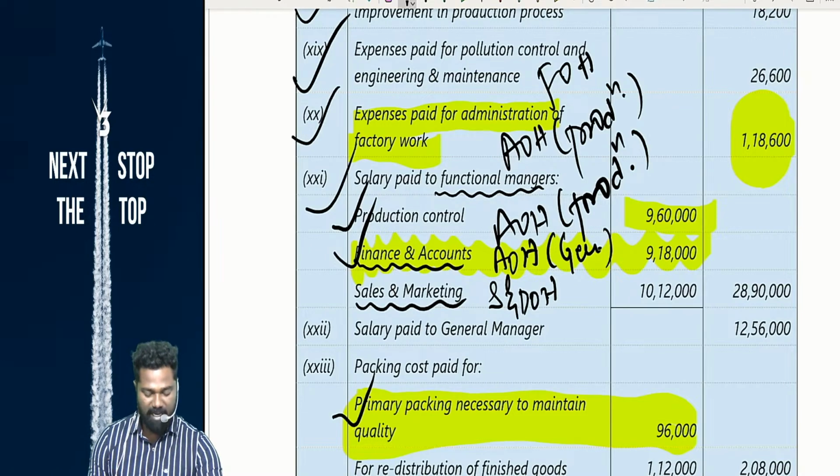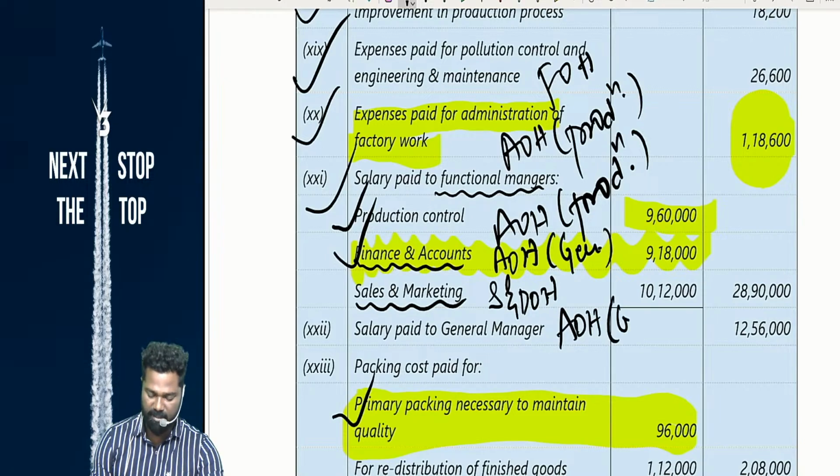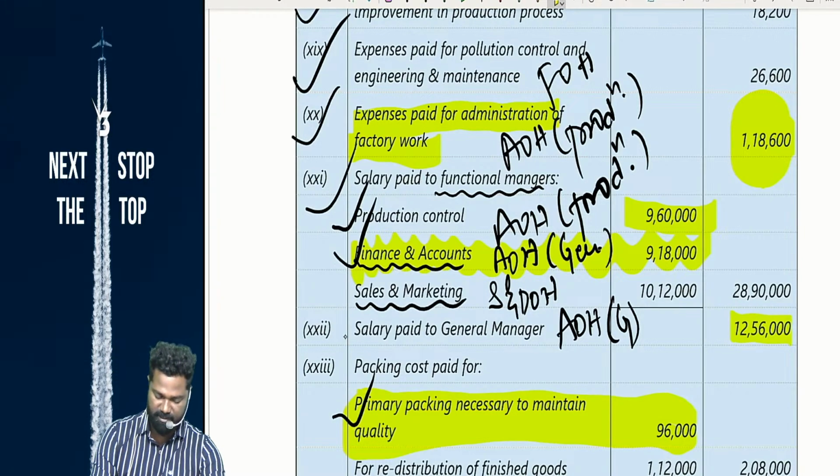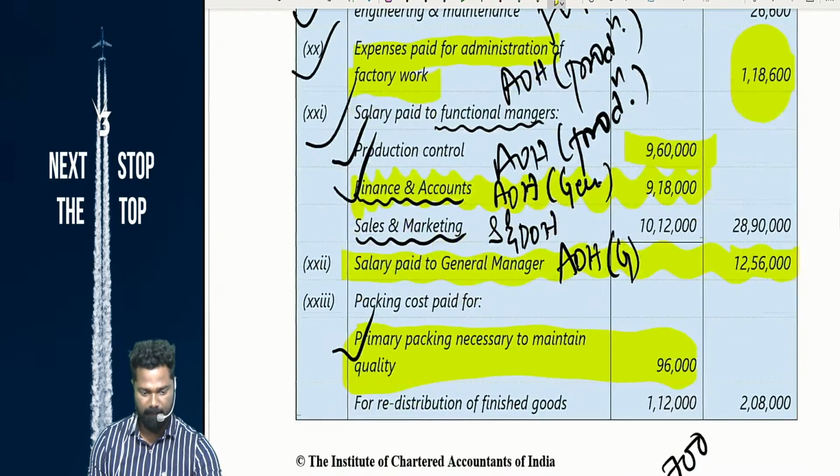Okay, come back to salary paid to general manager. Where? AOH in bracket general. How much is the amount, boss? 12,56,000. Are you all there with me? Okay.